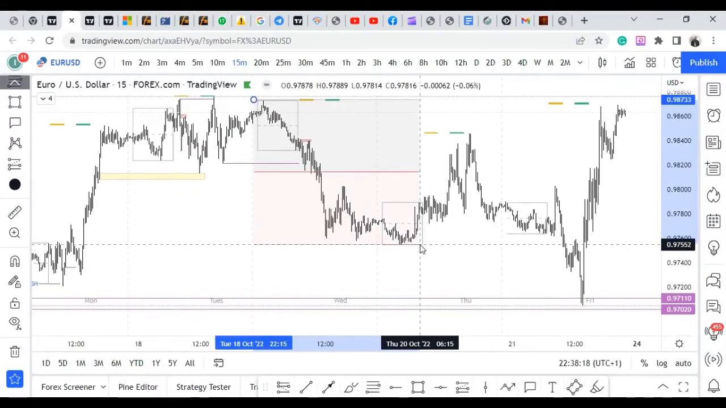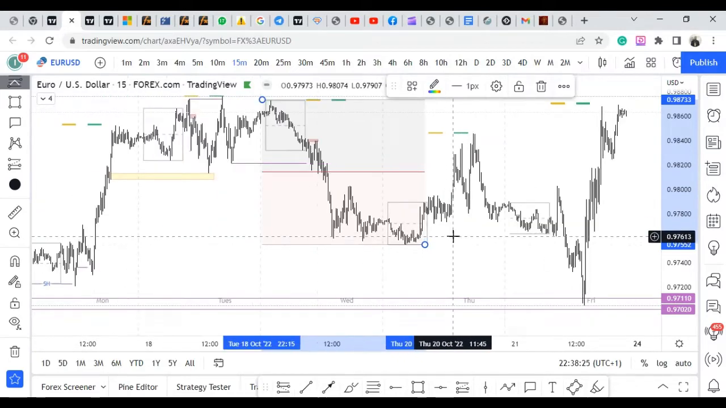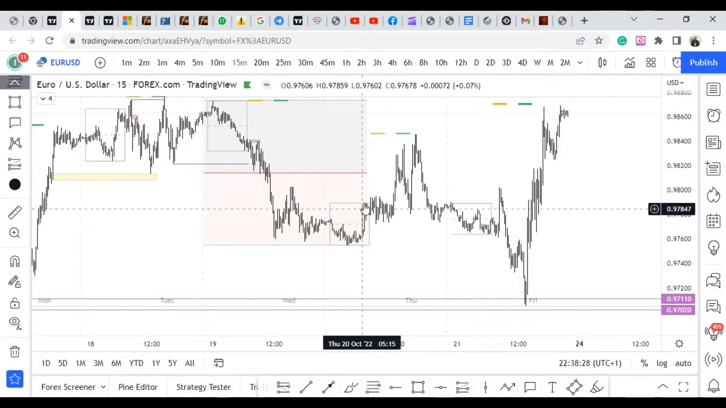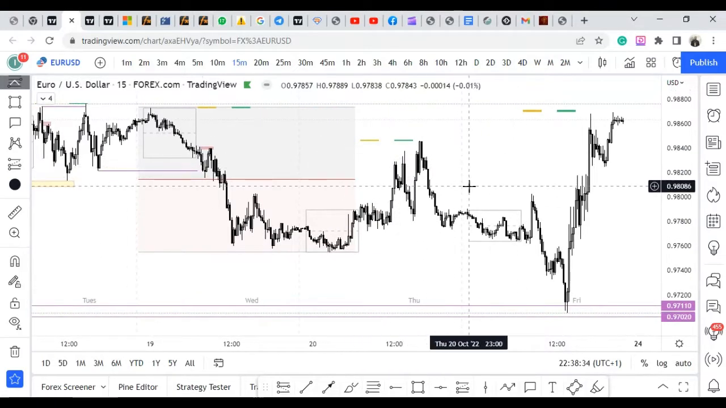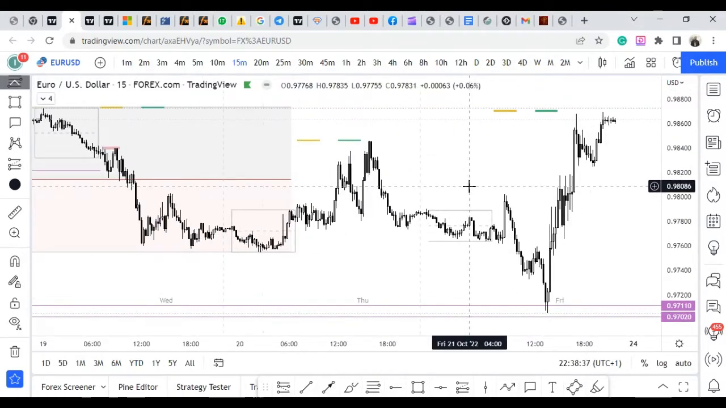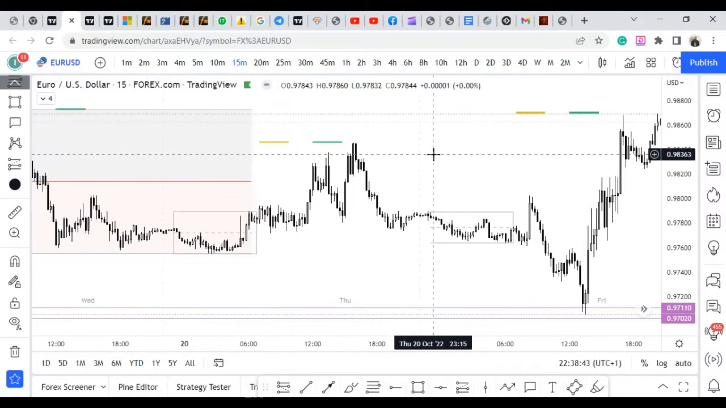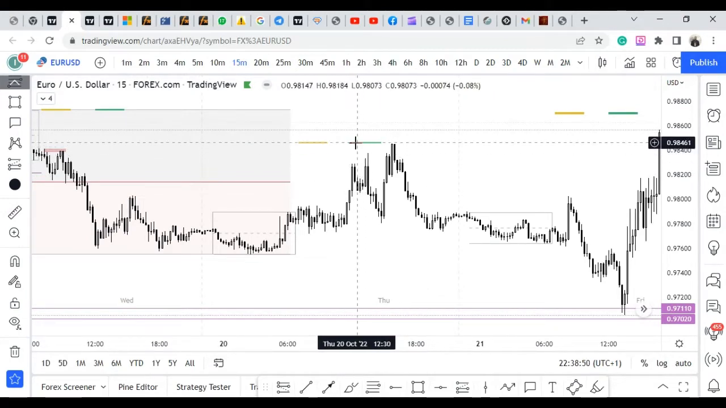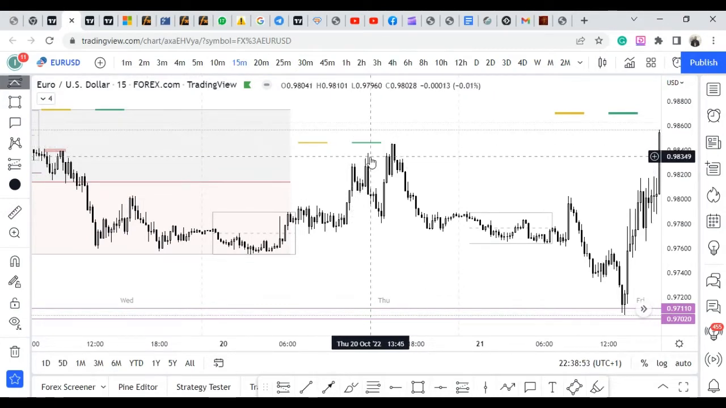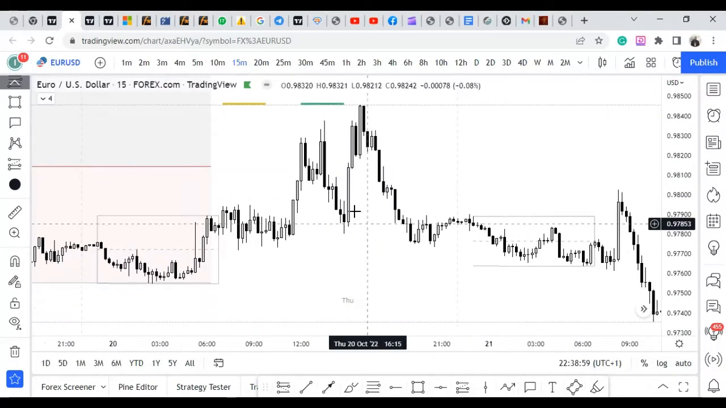Then we had another pullback here. Once again, this pullback did not get to premium. In fact, it got to premium because this was a move that took us up to premium. And once we get to premium, what happened on Thursday? We are now at the premium from Wednesday. So what happened on Thursday? We saw this manipulation during the New York key zone, price traded to true. But once again, see what is happening.